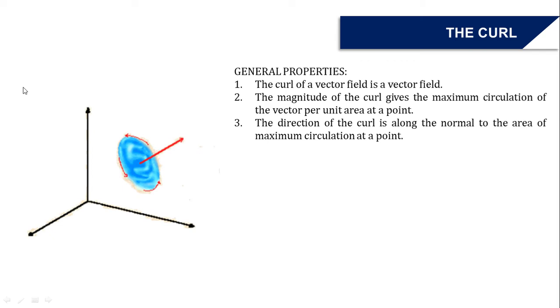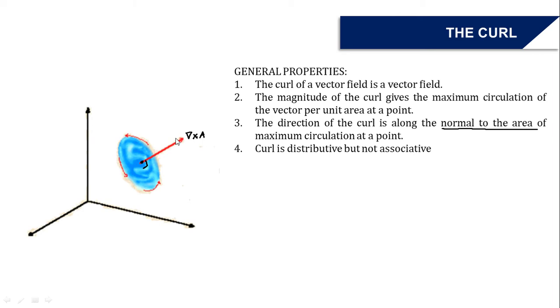Third, the direction of the curl is along the normal to the area of the maximum circulation at a particular point. So, ito yan, nasa illustration yan. Kung nasaan yung maximum circulation at a particular point, yung direction is normal to that particular area. So, ito palang del cross A natin is actually normal dun sa ating circulation, or yung ating plane. Maximum circulation. Okay?